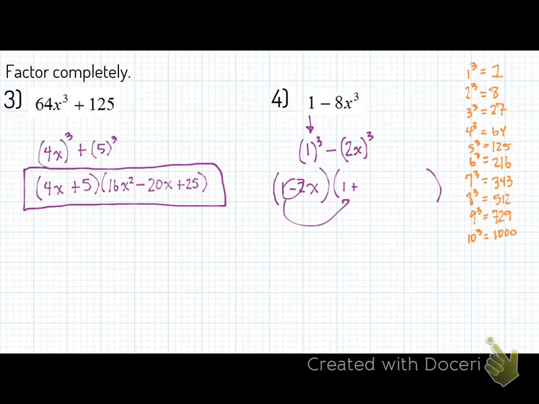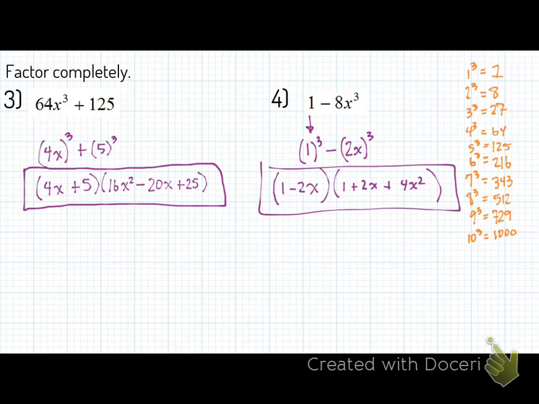We started with a minus, so we want this to be plus. Then we have the first times the second term, 1 times 2x, which is just 2x. Put a plus sign again. We take the second term, 2x, and we're going to square it. 2x squared is 4x squared. This is the correct answer right here.